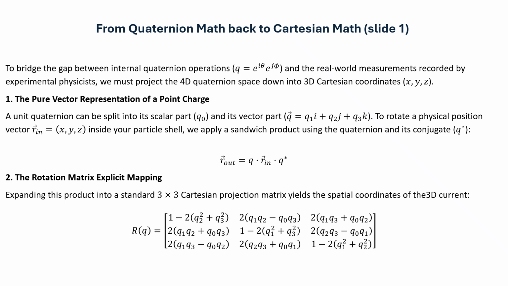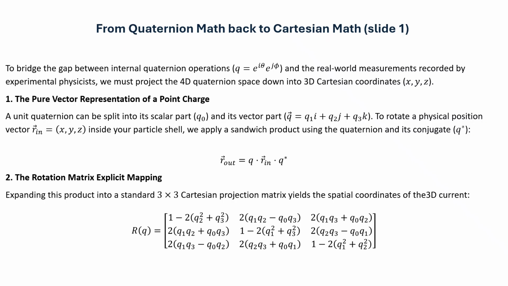So to rotate a physical position vector, the position of that charge, x, y, z, as a function of time, in that particle shell, we apply a sandwich product. You will recognize that a bit from standard quantum mechanics in 2D space. We use the quaternion and its conjugate, but in 3D. So we get a radius vector, outer shell, which is equal to that quaternion times the inner radius vector times the conjugate.